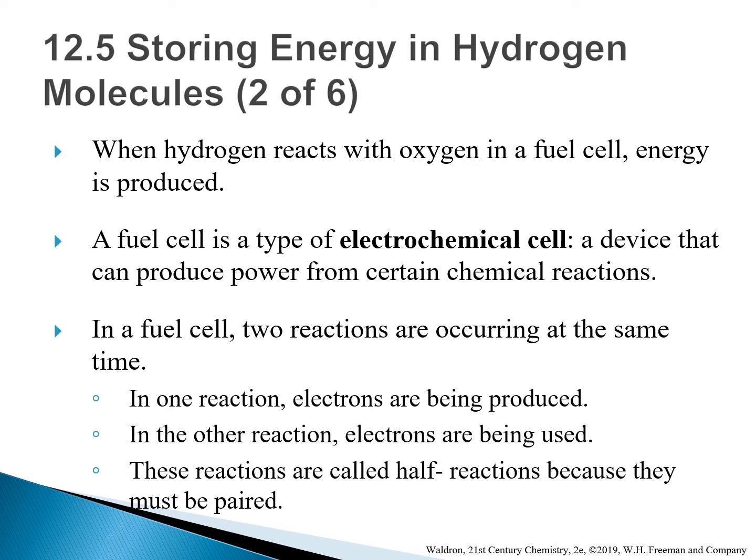In a fuel cell, two reactions are occurring at the same time. In one reaction, electrons are being produced. In the other reaction, electrons are being used. These reactions are called half reactions because they must be paired. You can easily recognize half reactions because they always show electrons as either a reactant or a product.